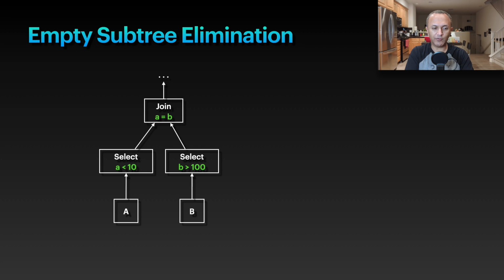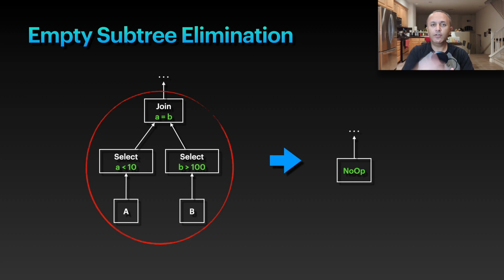Another example that goes under subtree elimination, this one might not be as obvious as the first one. Here we have another join on top of two tables, but we have a selection in each table. One says that A is less than 10, the other says that B, coming from the other side, is greater than 100. And then the join condition is A equals B. This join condition is never going to be satisfied because the range of A and the range of B are disjoint. There is no value that exists on both sides that will match. So this entire join is going to produce 0 rows. So we can replace this whole thing with a no-op node, and whatever is on top of that might enable further transformations as well.